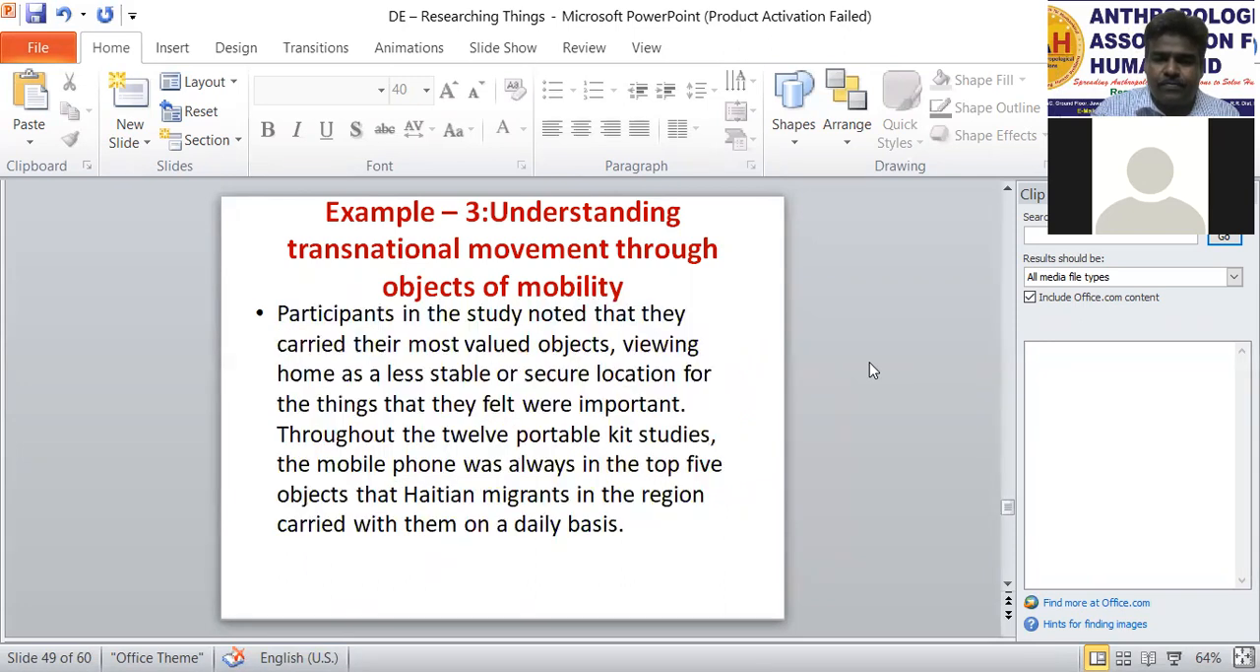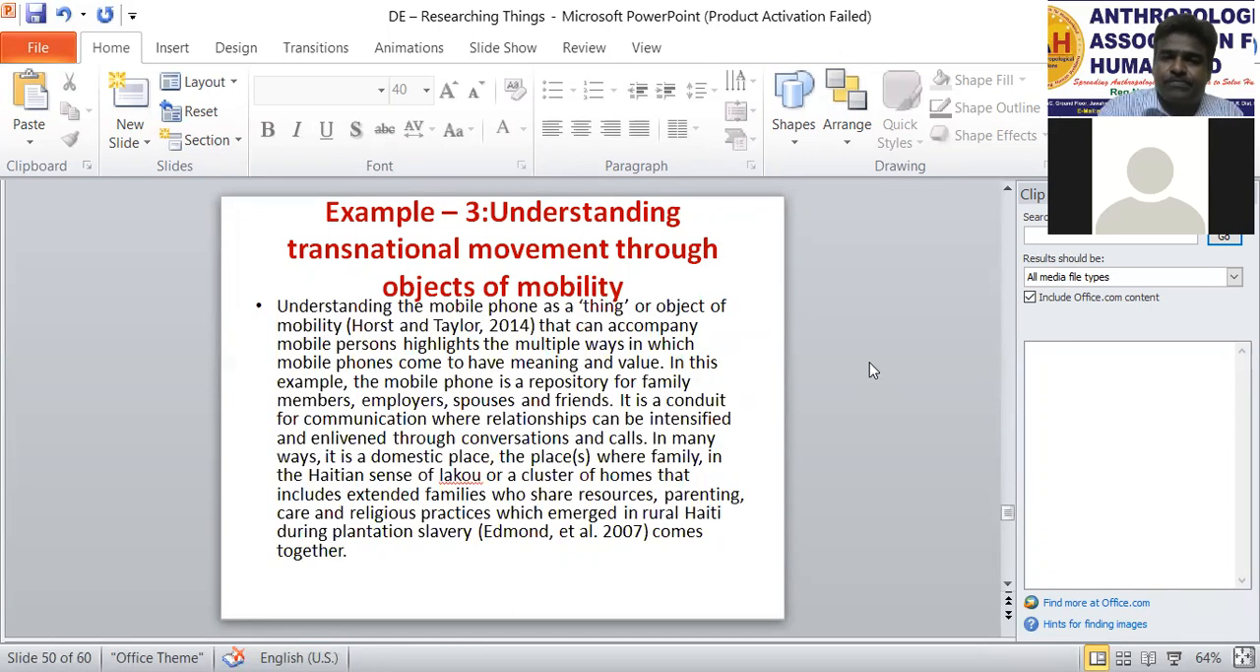Ito et al. Participants in the study noted that they carried their most valued objects, viewing home as a less stable or secure location for the things that they felt were important. Throughout the 12 portable kit studies, the mobile phone was always in the top 5 objects that Haitian migrants in the region carried with them on a daily basis.